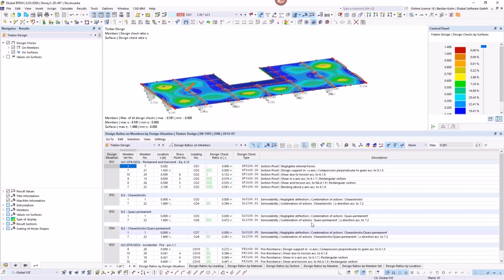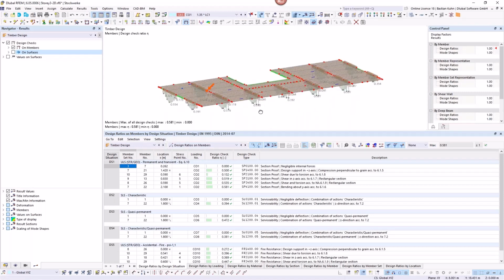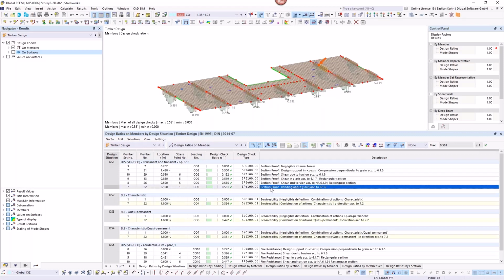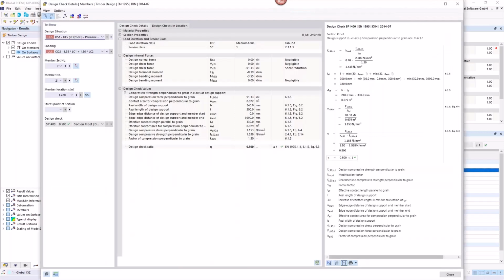When we look at the design ratios on the member, that looks quite okay in here. We can also take a look at it graphically. Maybe we take a look at the biggest loading for ultimate limit state. This is the bending. Oh, we can also take a look at the compression, maybe just to have an example or an imagination. So you see, yeah, 50% loaded.